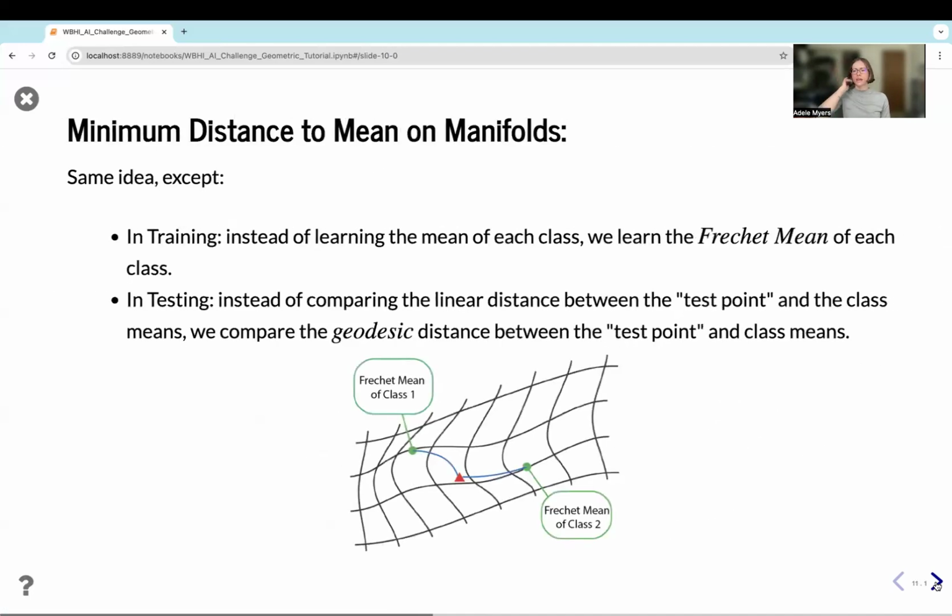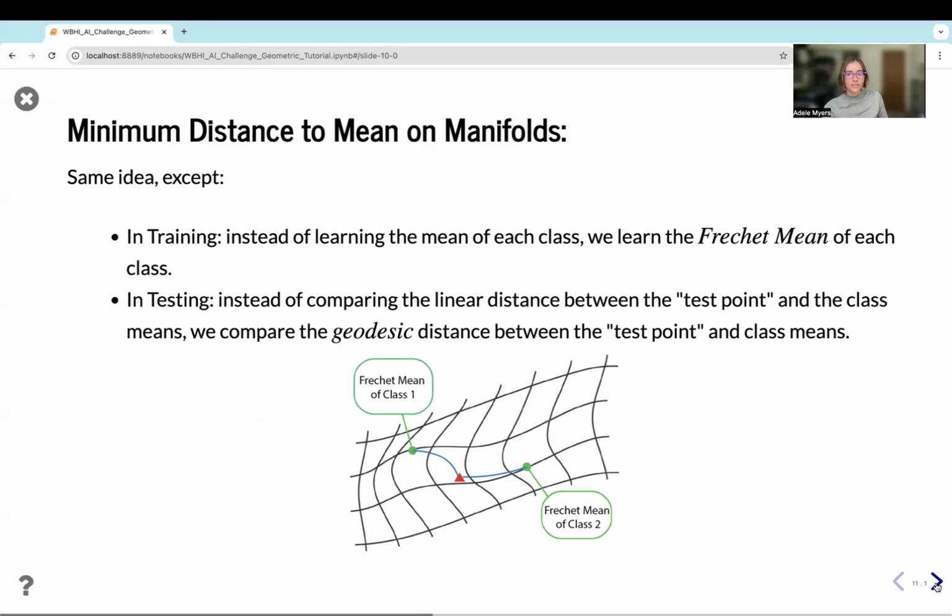Minimum distance to mean on manifolds is a similar idea, but in training, instead of learning the mean of each class, we learn the Frechet mean of each class. The Frechet mean is essentially the mean, except it uses manifold operations to compute the mean instead of Euclidean operations. So instead of using addition, we use the exponential map. Instead of using subtraction, we use the logarithm map. In testing, instead of comparing the linear distance between the test point and the class means, we compare the geodesic distance between the test point and the class means.